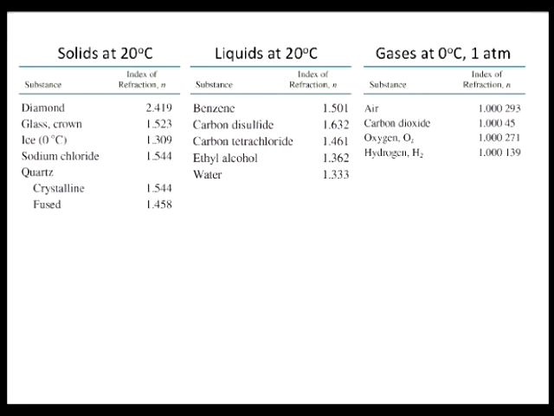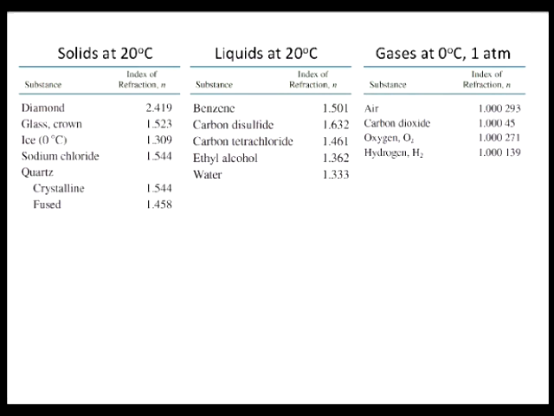The table shows the indices of refraction for some materials. The first thing to note is that the index of refraction of air is very close to 1 with a value of 1.000293. This means that, for most purposes, we just take the index of refraction of air to be equal to 1, the same as that for vacuum.